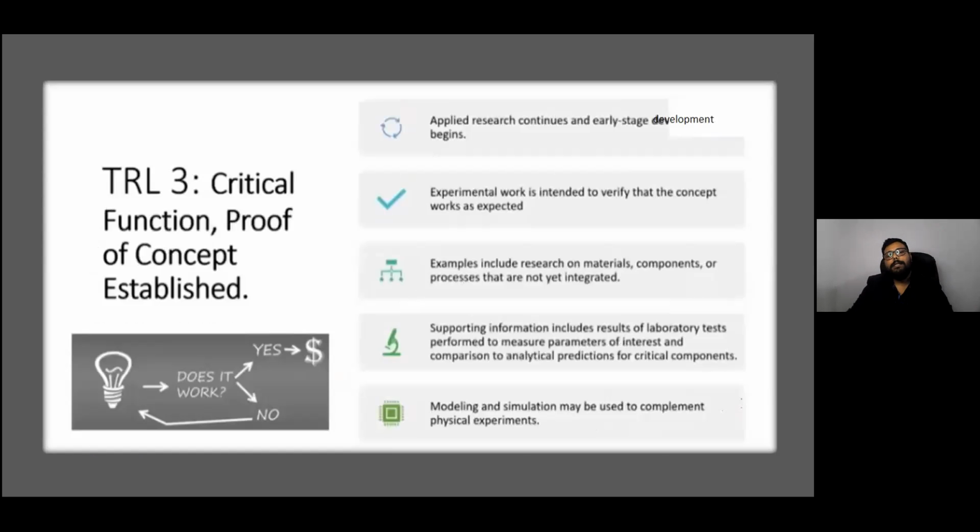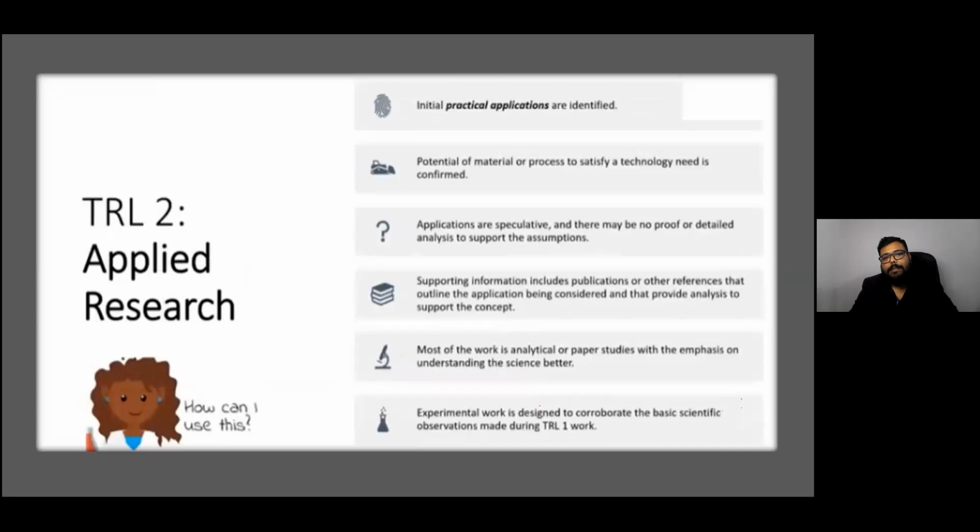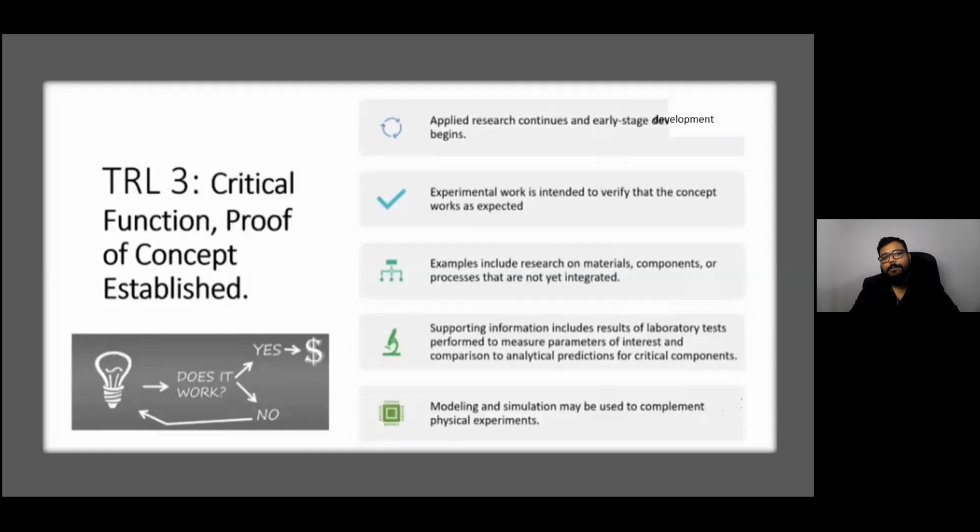Third one is critical function proof of concept establishment, right? That proof of concept, or POC, is basically that the research is done, you have checked that the technology is fine and the materials are also there. Now you need to build the proof of concept. So applied research continues and early stage development begins. Yes, this is the first step of development. This is building a proof of concept.